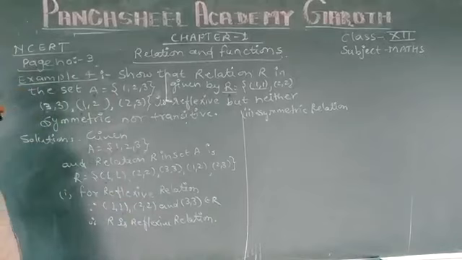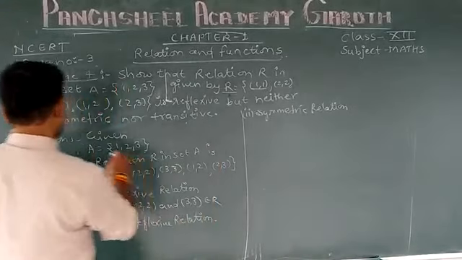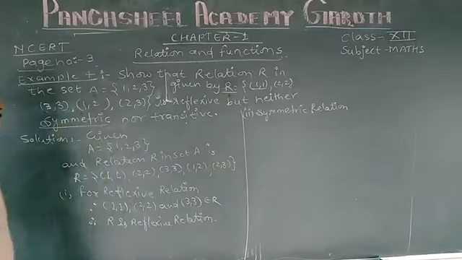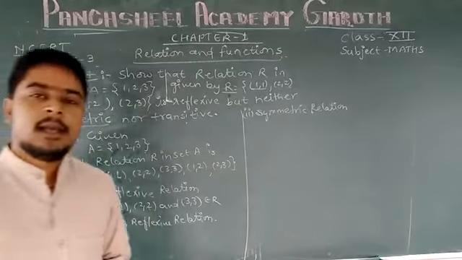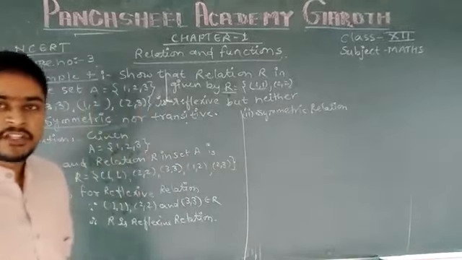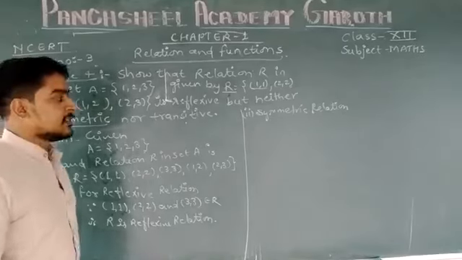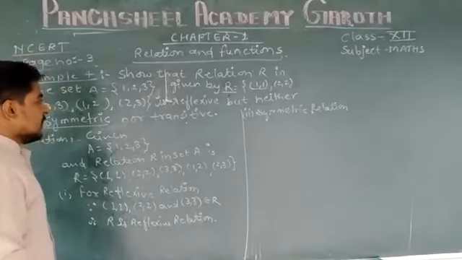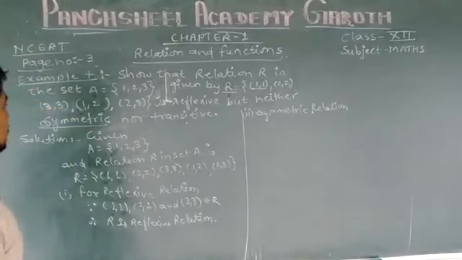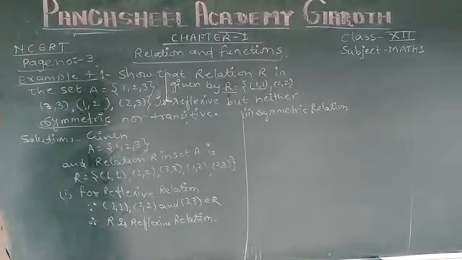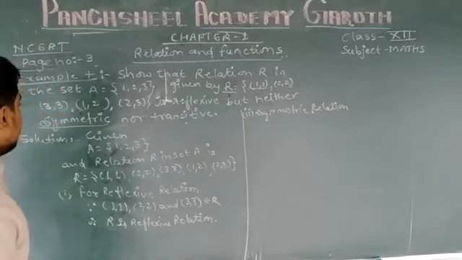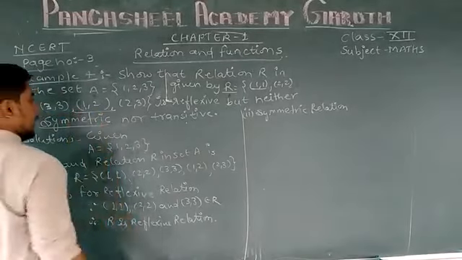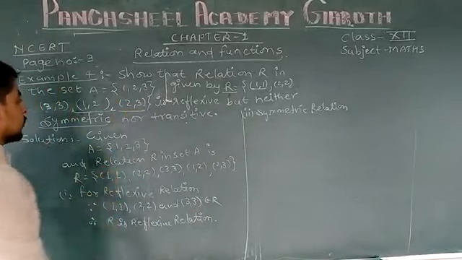But we have to prove it is not a symmetric relation. So we have to look only at those ordered pairs which do not have the symmetric property, those which do not have the symmetrical ordered pair in R. We will see the ordered pair (1,2), and we will discuss (2,3) also.